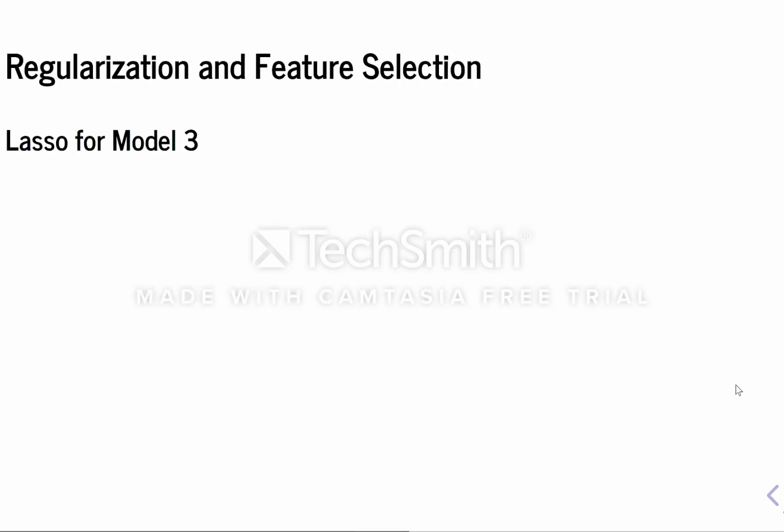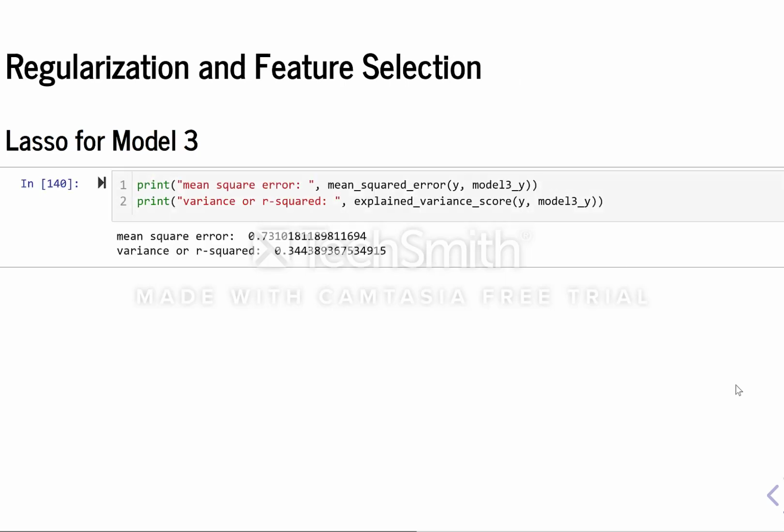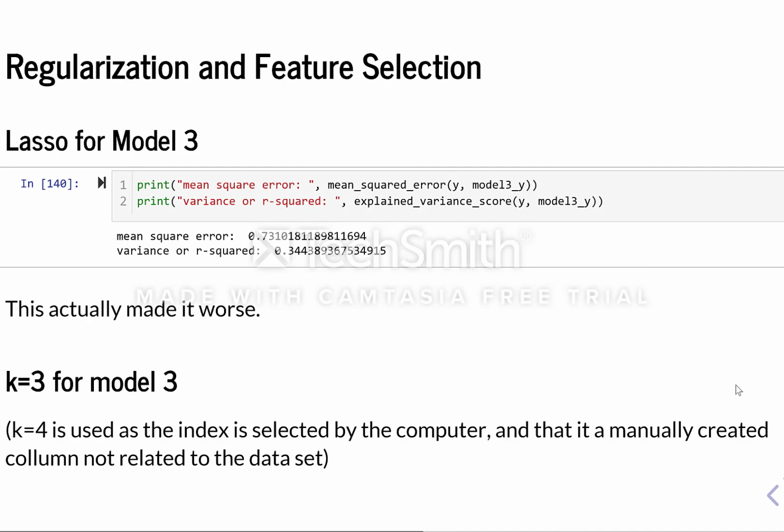So let's see what we can do to fix those two. I used lasso first. We lasso it, and still 34%, not any better. Actually made it worse. So here's the K3 method.